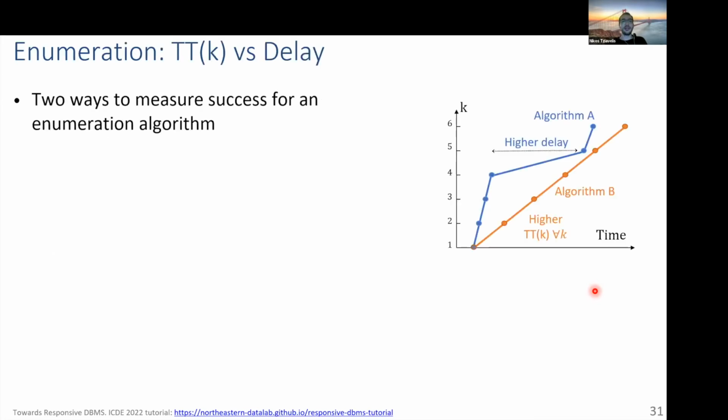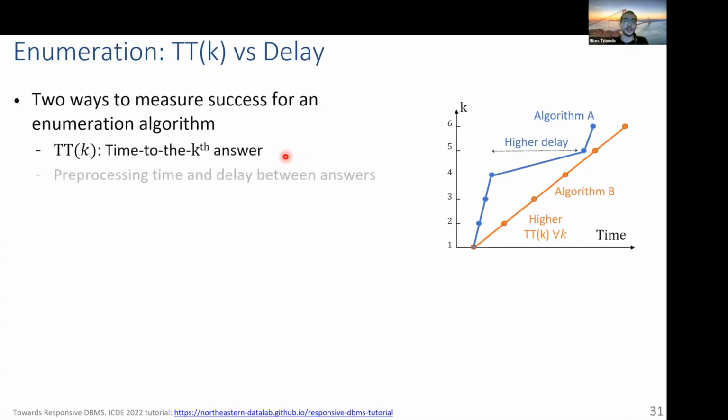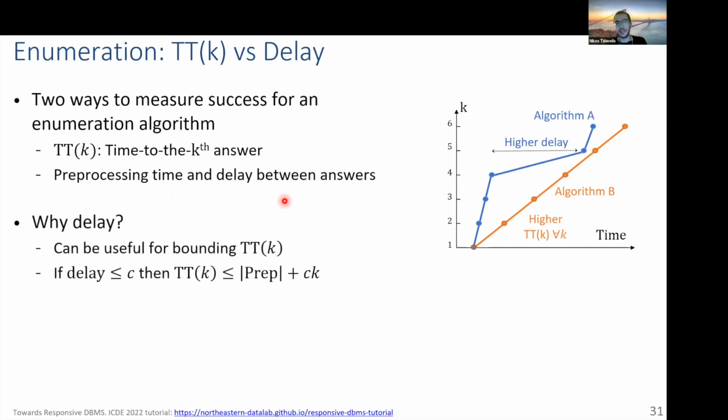Now let's look at the measures of success for enumeration algorithms. Here there are 2 ways to measure success. One is the time up to the kth answer. The second one is the time that's required for preprocessing, and then the worst case delay between 2 consecutive answers. Why do we care about the delay?